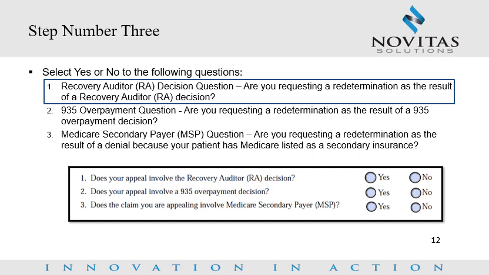If neither of these options apply to your request, the field can be left blank. Step number 3. Step number 3 requires you to select yes or no to the following questions. Are you requesting a redetermination as a result of a recovery auditor decision? If the answer is yes, please include the recovery auditor letter with your request. For today's example, we are going to select no.